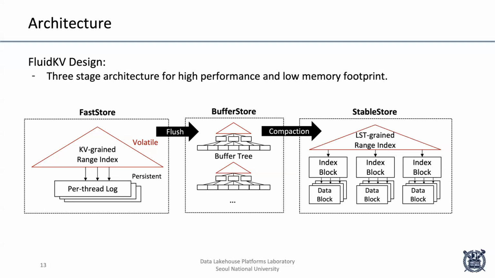So stable store here, it stores and indexes the sorted key value pairs using a set of data blocks and their index nodes on persistent memory. So they say that the structure of index nodes and the data block are IO efficient for persistent memory. It just means it's cache line aligned. That's what IO efficient means in this paper.